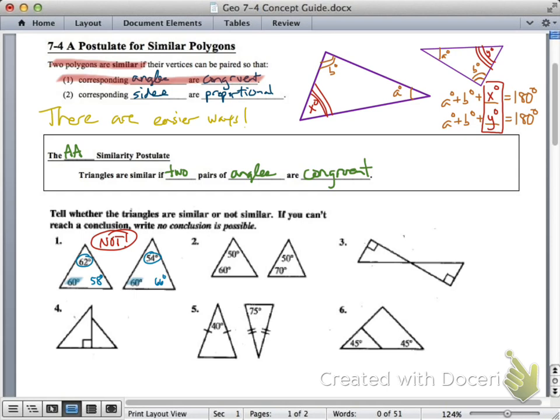Okay, so did you discover that the third angle for the first one has to be 70, and then the third angle for the second one has to be 70 as well, so therefore we have similar triangles. Pause and try number three.